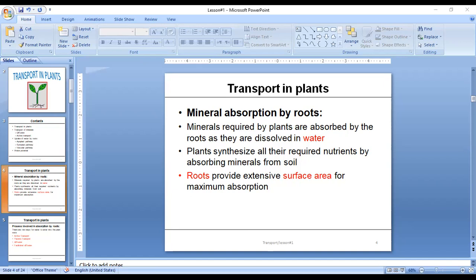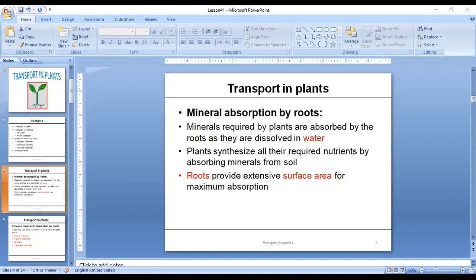Very important point. Plants require various nutrients for their body functions. So what do plants do? Because they are not eating food, they have to produce everything. Whatever they have to produce, they have to absorb it, and they have to prepare them by special types of processes that are being carried out inside their body. Very important point. Plants synthesize all their required nutrients by absorbing minerals from the soil.